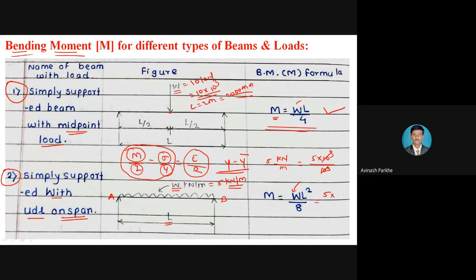लेंथ फॉर एक्झाम्पल 5 मीटर दिले असेल तर 5 into 5000 divided by 8. Whatever the answer you will get, this M directly we have to use in our bending stress formula. So please take the difference between the case number 1, simply supported beam with point load, formula WL by 4. Second case, simply supported beam with UDL on entire span, formula WL square divided by 8. But here don't convert the UDL into point load, but convert that UDL from kilonewton meter to Newton mm.